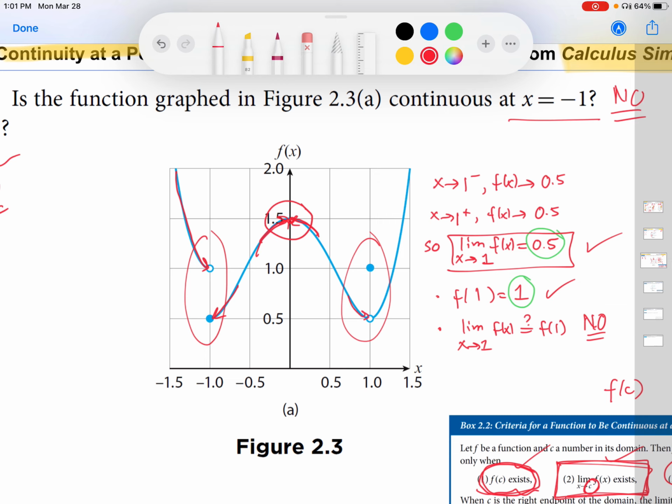We had the left and right y values tending to the same number, 0.5, but then that was not equal to the value of the function. So this is called a gap discontinuity, whereas this one was a jump discontinuity on the left. Great, so continuous at x equals 0, discontinuous at x equals 1, discontinuous at x equals -1.